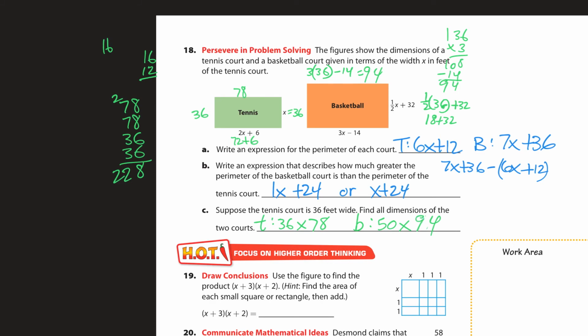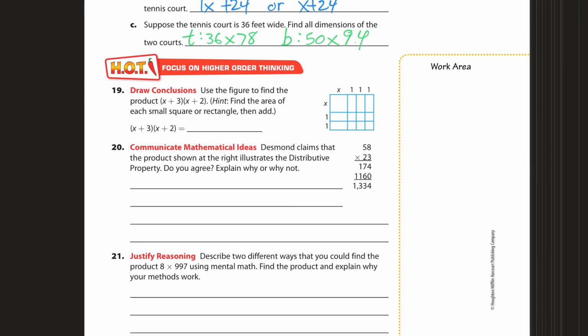94. Okay. Next question. Use a figure to find the product of that. Okay. Well, that's going to be this x times x is x squared, and x times 1 is x, another x, another x. 1 times 1 is 1, and so on. So this is x squared, and then how many x's? 1, 2, 3, 4, 5, plus 5 x's, and then how many ones? I got 6 of them.